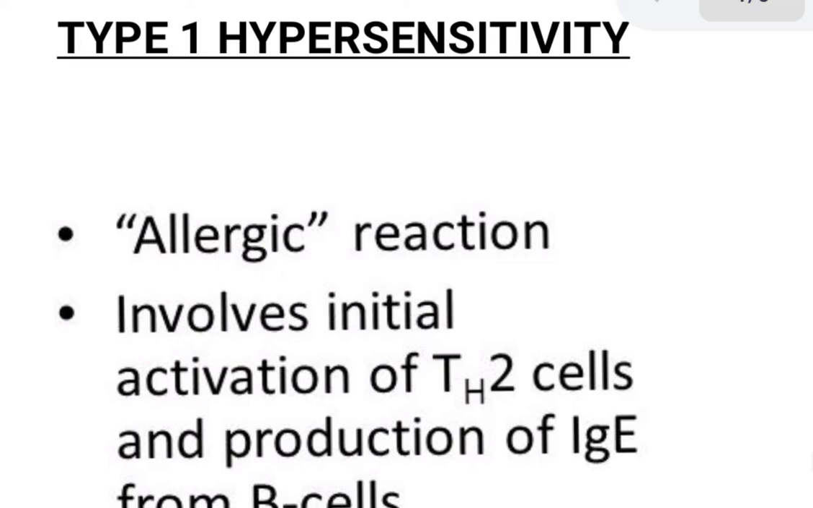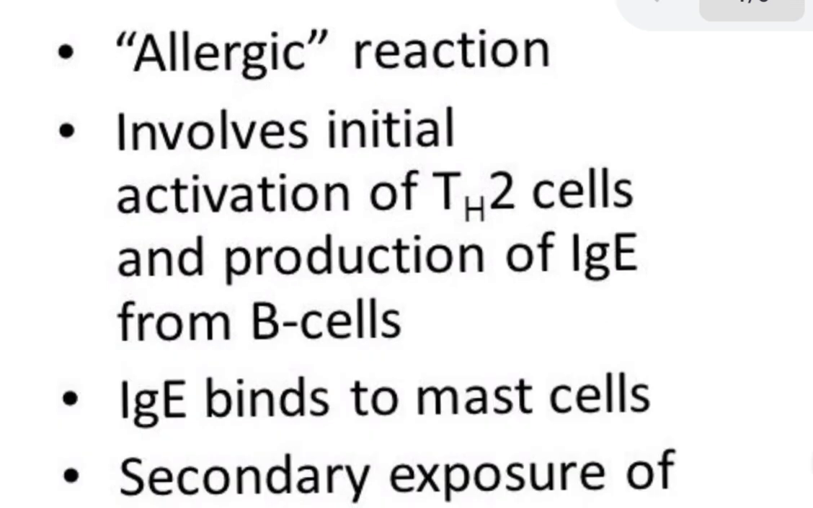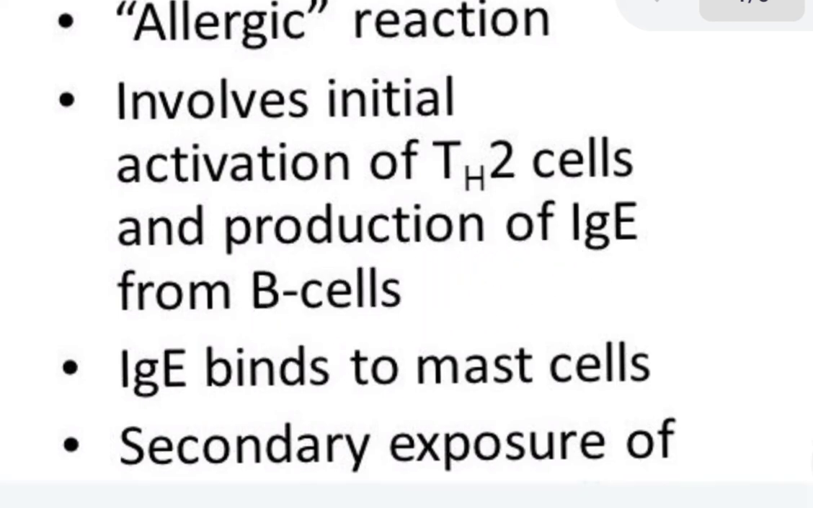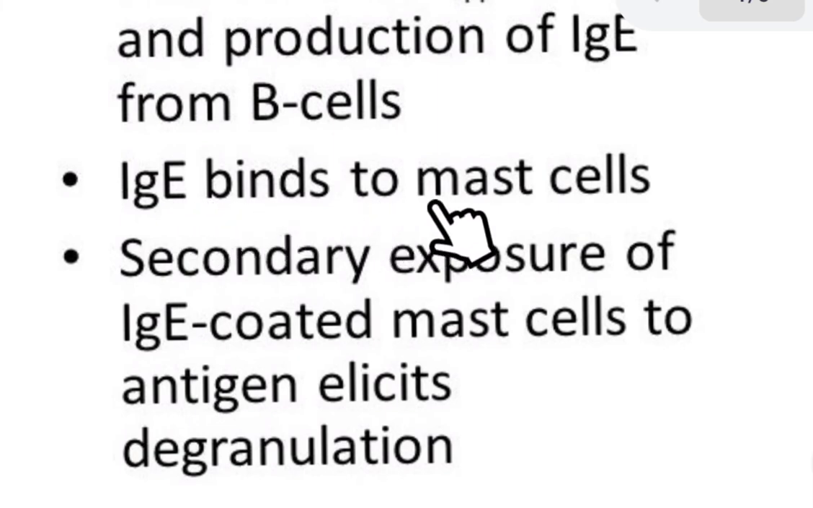So first of all, we just need to have a brief understanding of what really happens in type 1 hypersensitivity. It actually involves initial activation of T helper 2 cells and the production of IgE from B cells. Then IgE binds to mast cells, and during secondary exposure of IgE-coated mast cells to the same antigen, it elicits degranulation.